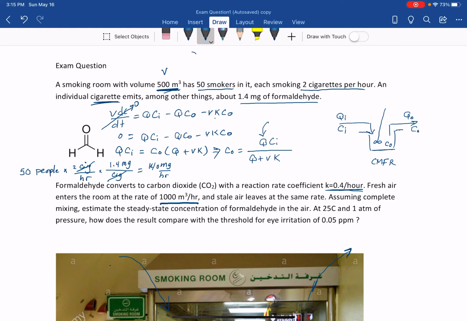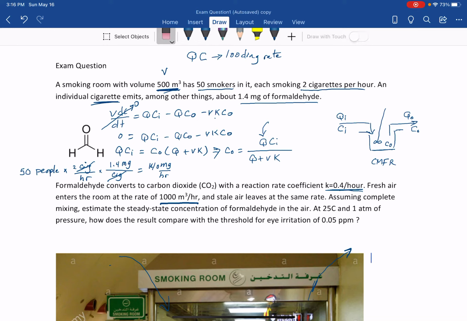Now, remember from the class, we did mention that this is loading rate. When you multiply flow times concentration, this would give you loading rate. Sometimes you will have loading rate in and loading rate out. So this is loading rate in, because this is how many people smoke, how many cigarettes per hour, and what mass of formaldehyde per cigarette. This is how much is coming in from these 50 people who are smoking 2 cigarettes per hour, and every cigarette is emitting 1.4 milligram formaldehyde.